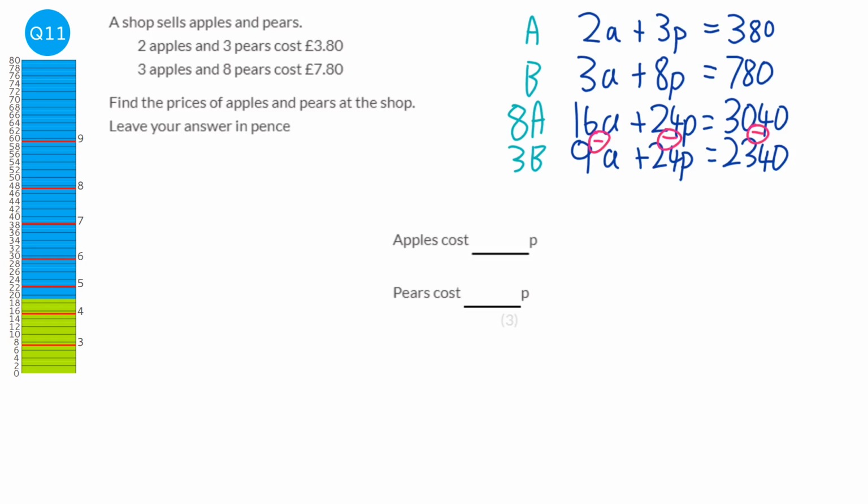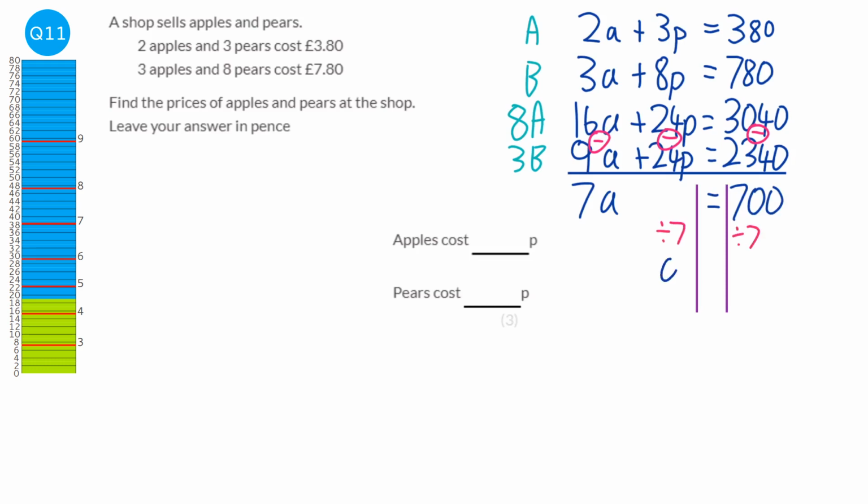So we're going to start off by doing, and I can just do a little line here to show what we're doing. So we're subtracting going downwards, and we're going to do 16a take away 9a, which will be 7a. 24p take away 24p, which is nothing, which is why we did that, to eliminate them. And then 3040 take away 2340 will be 700. Then I can put my lines in, and all I need to do now is divide both sides by 7, and I get a equals 100. So we know that apples cost 100, or £1.